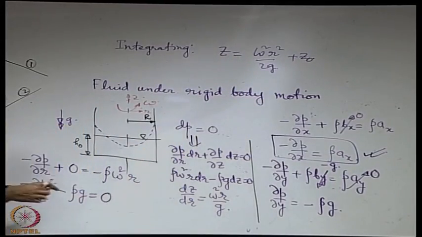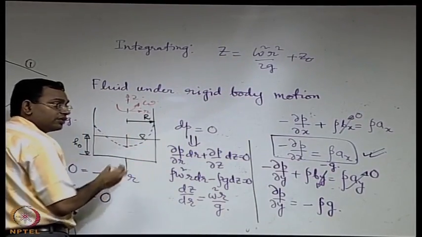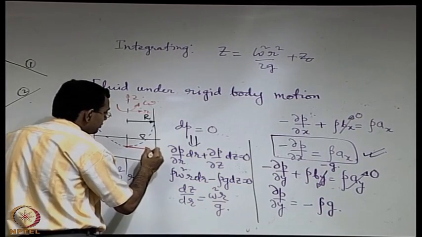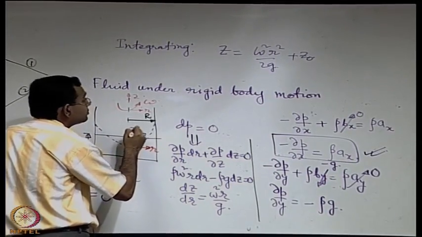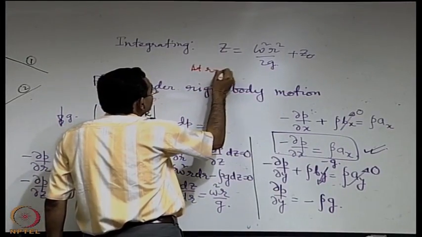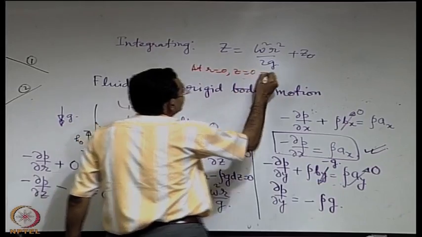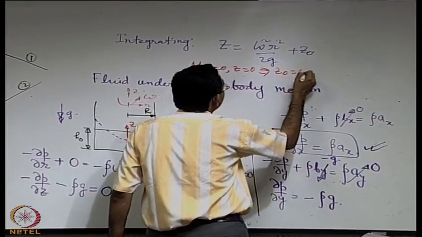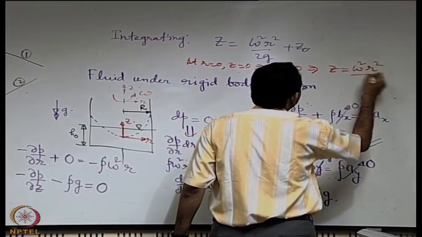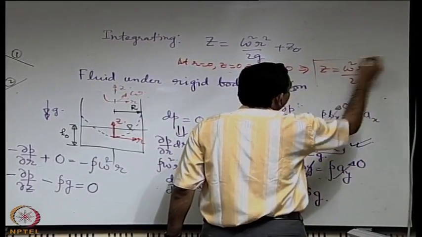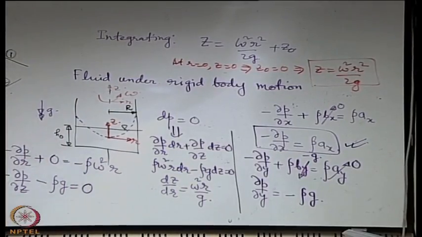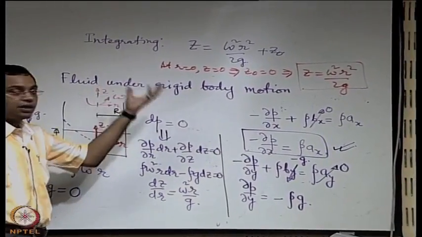So if we choose this as our origin of the coordinate, so this is r and this is z. If you have at small r equal to 0, z equal to 0, then z naught equals 0. So z will be omega square r square by 2g. This formula you have encountered earlier. So we can clearly see that it's an equation like that of a parabola.